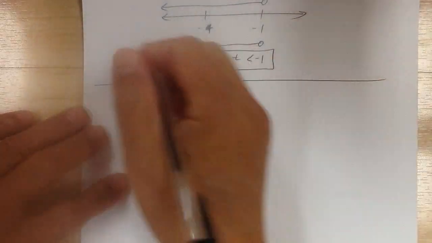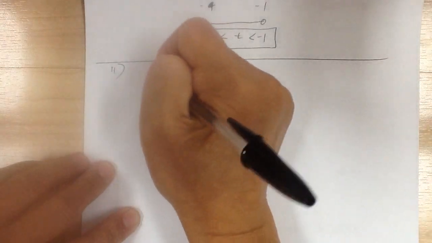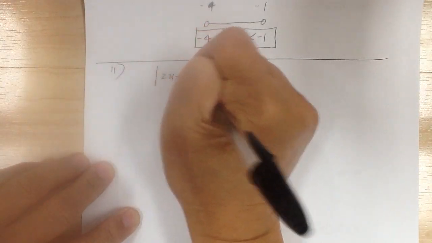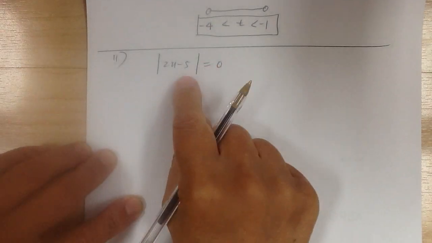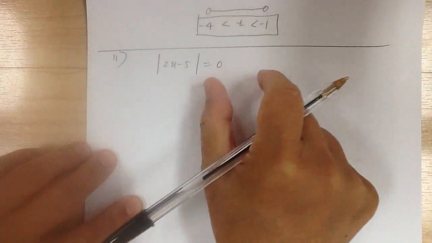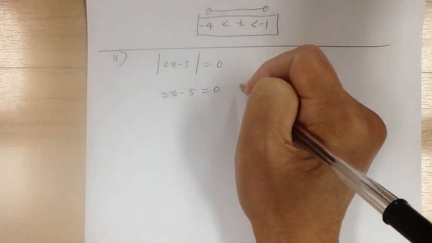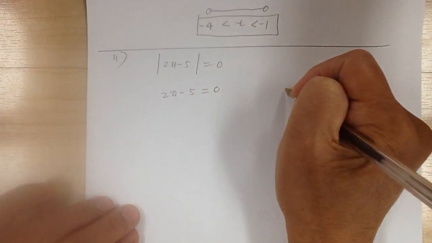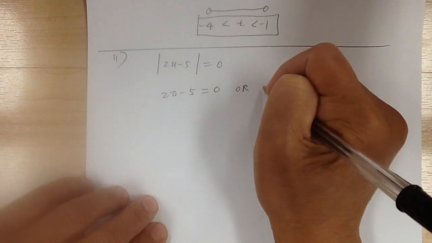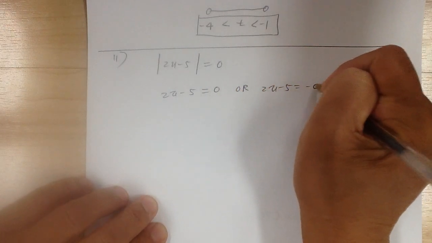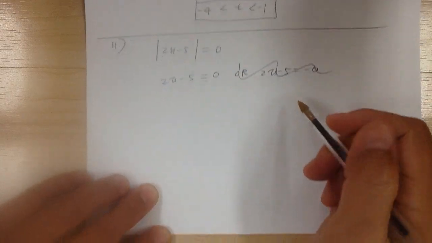Okay. Number 11. Absolute value of 2u minus 5 is equal to 0. So again, absolute value by itself, so now you separate. So you got 2u minus 5 equal to 0. And you're going to have an or 2u minus 5 equal to -0, but this doesn't do anything. -0 and 0 are the same thing. So you don't have to do that.